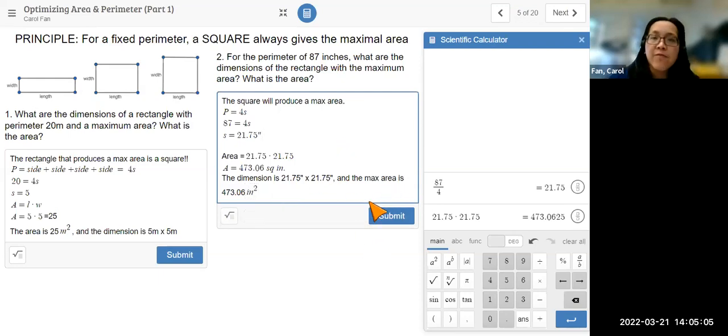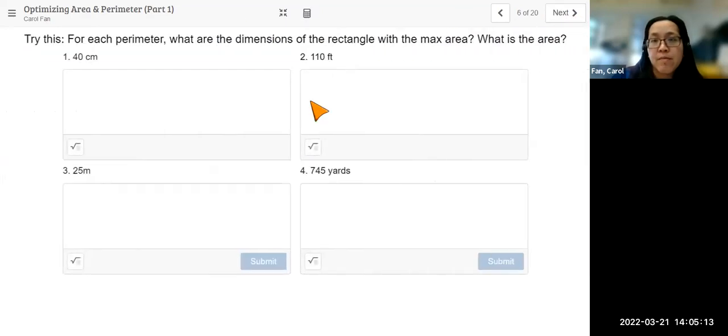Okay, I'm going to give you a little bit of time. On the next page, you are going to practice solving for this. We have a fixed perimeter. I want you to find the maximum area. You need to find the dimension and the area. I'm going to pause this and give you 4 minutes to work on this, and we'll take it up shortly.